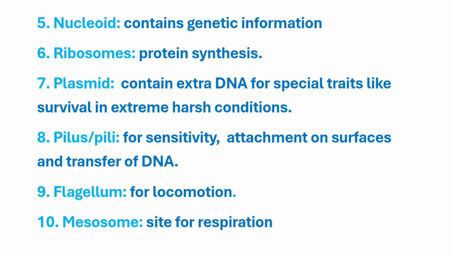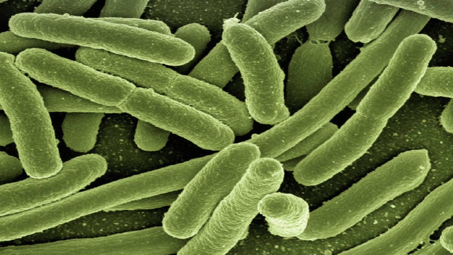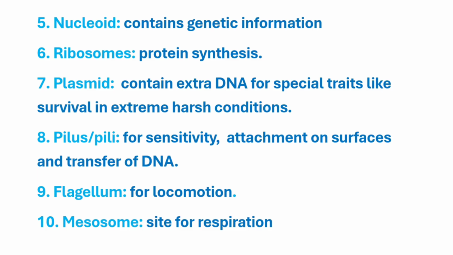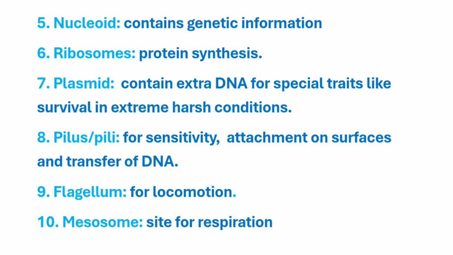We have the pili for sensitivity and attachment to surfaces, and it is also involved in the transfer of DNA during conjugation. Some prokaryotes that make their own food have chloroplasts, which trap sunlight and aid in the process of photosynthesis. We have the flagellum, used for movement or locomotion, and it's not found in all prokaryotes. Some prokaryotes do not locomote and therefore they lack the flagellum.